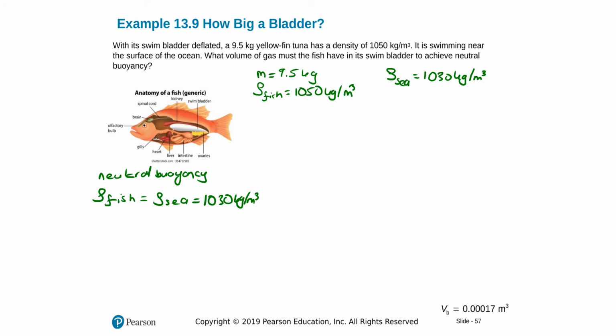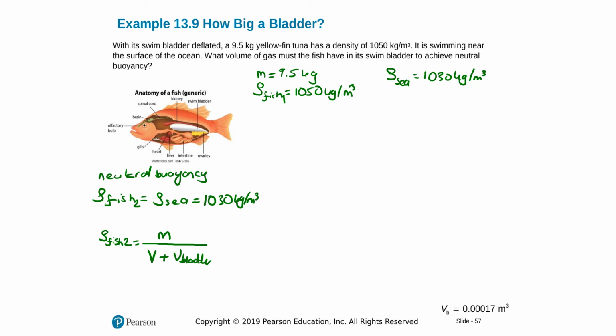So here's what we're gonna have. Density of the fish, maybe call this rho fish 2, right, and call this rho fish 1. It's gonna change. Rho fish 2 will be equal to mass of the fish. It will not change. We ignore the mass of the gas here. Divided by initial volume plus added bladder volume, right? And from here we can solve.